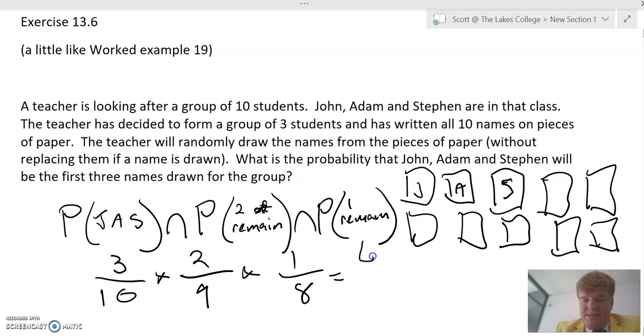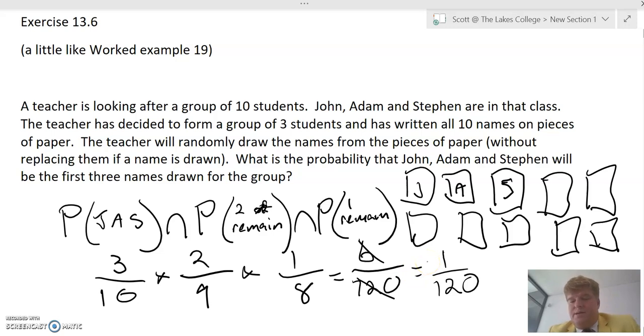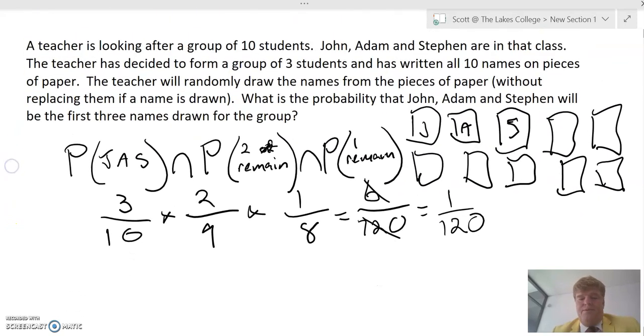So that's going to give us 6 ways out of 720. 720 being 10 by 9, 90, 9 eighths, 72. And if we're looking for common factors, I think that 720 is going to actually go into 6 neatly. I think it's going to go in 1 in 120. But you can use your calculator for that to divide both the top and bottom by 6. And so the probability of John, Adam and Stephen being the 3 that are drawn is 1/120th. And they're our probability questions.